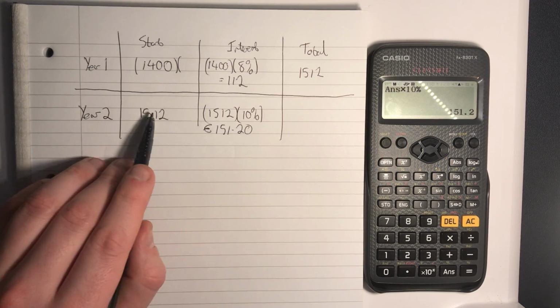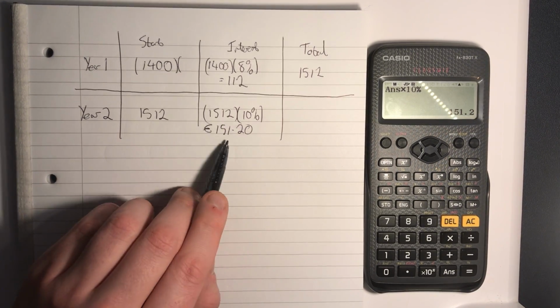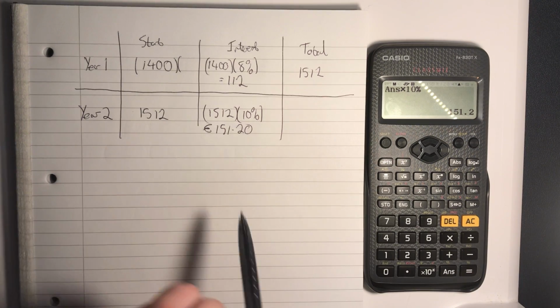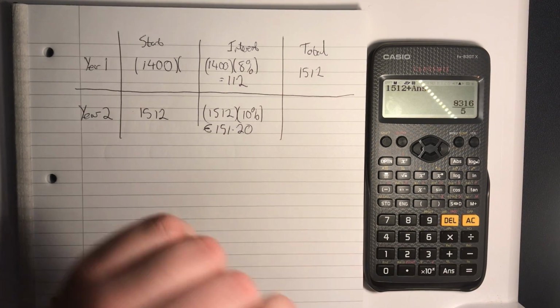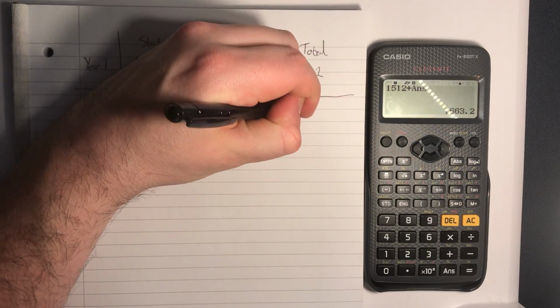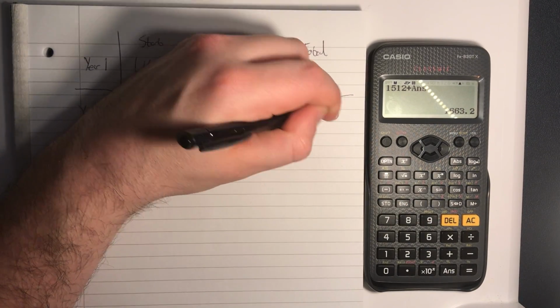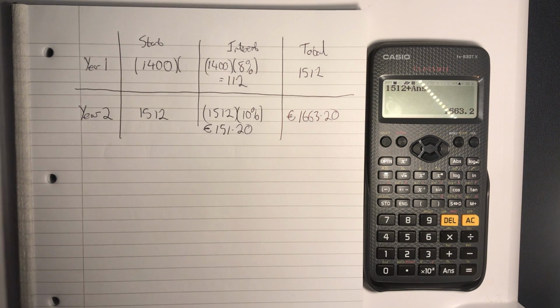Okay, so she started off with that, she earns this amount of money, so to find what goes in here we add these two together. So it's 1,512 plus answer equals 1,663.20. Okay, so that's how I would tackle question 14 there on page 89, a compound interest question where the interest you earn also earns a little bit of interest the following year.